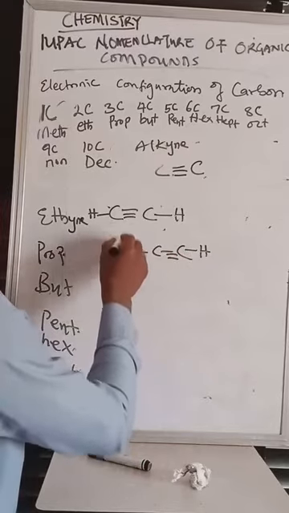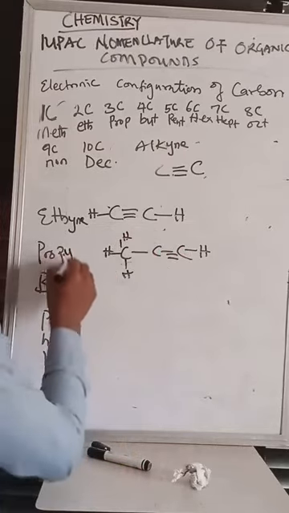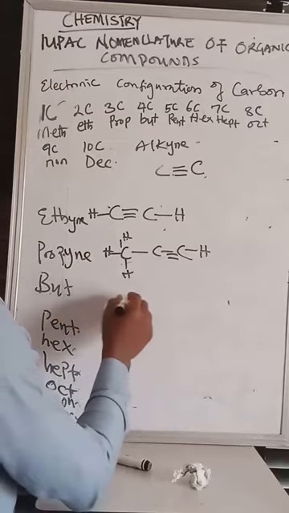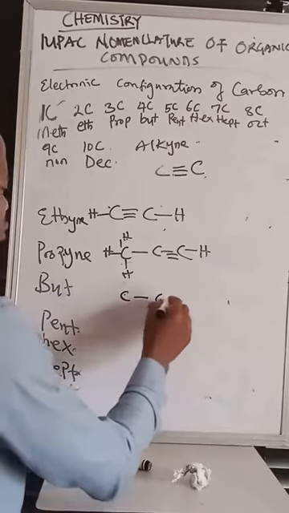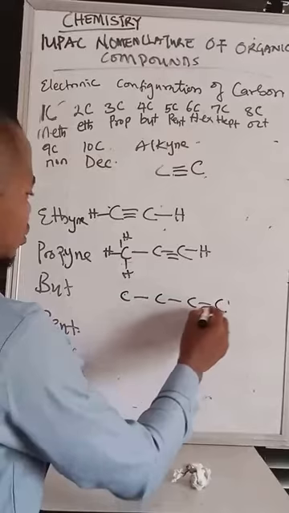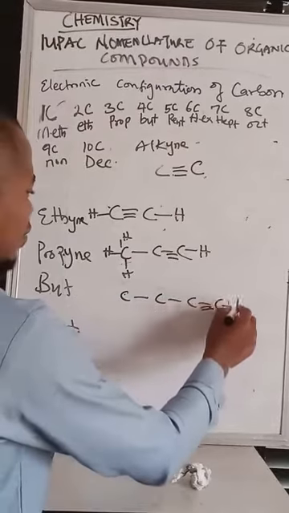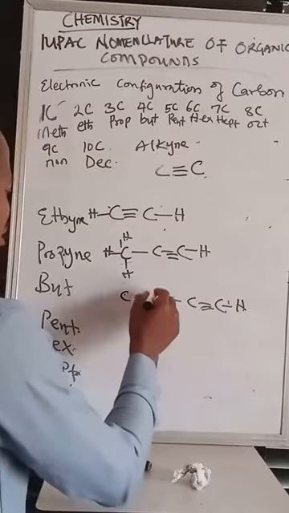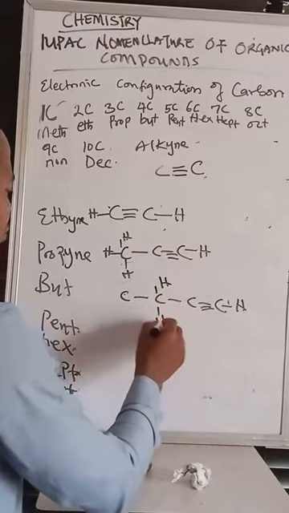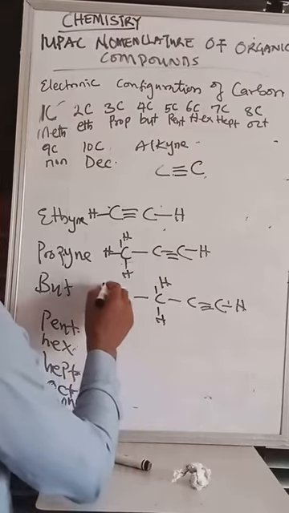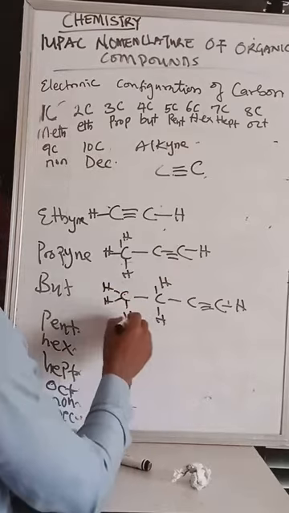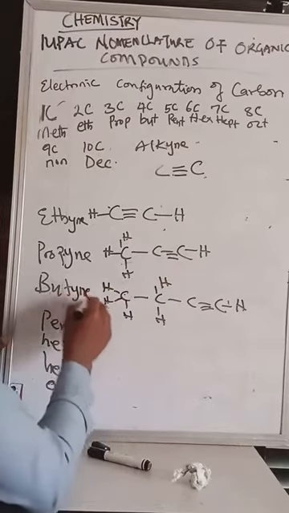1, 2, 3. And this is going to be my propane. For the fourth, I'll have 1, 2, 3, 4. 1, 2, 3. So I'll have 1 hydrogen. This doesn't need 1 hydrogen. 1 hydrogen. 1, 2, 3. And this is my butane.